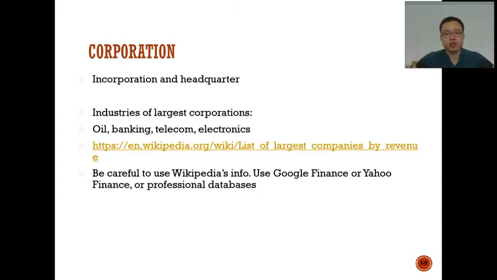Well, these industries, oil, banking, telecom, and electronics, generate the largest corporations for some reasons. The most important thing is that in these industries, they have a very, very high threshold of entry. For example, oil. If you don't have several billion dollars, it's really hard for you to develop the equipment to drill the oil. And they have the economy of scale. Okay, the economy of scale.